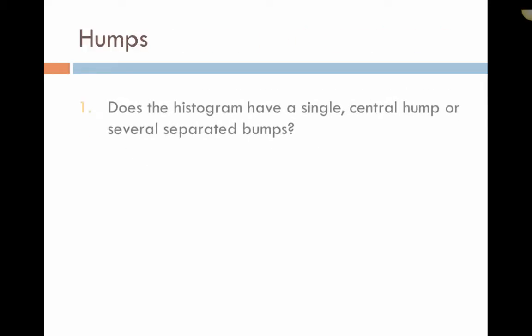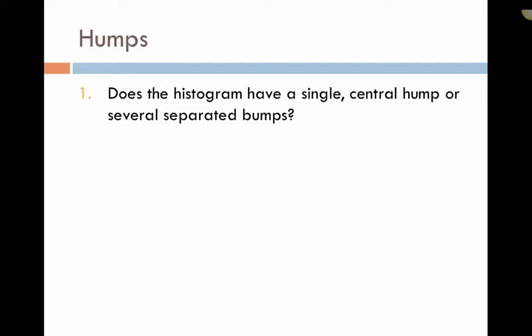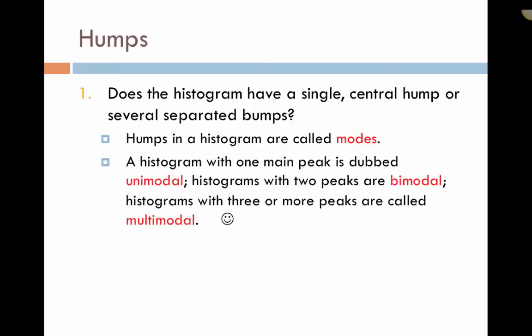Starting with the humps. Does the histogram have a single central hump or several separated bumps? The humps of a histogram are called modes. A histogram with one main peak is called unimodal. If there are 2 main peaks, it is bimodal, and if there are 3 peaks, it is multimodal, because statisticians don't count past 2. Just kidding.